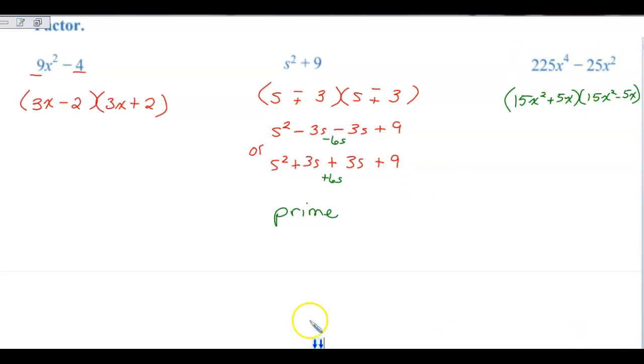Okay? If you have any questions, please make sure you see your teacher. If you get stuck, especially in ones like this, just know that if I can't simplify this down into 2 binomials, it's prime. There is no greatest common factor for it. Okay?